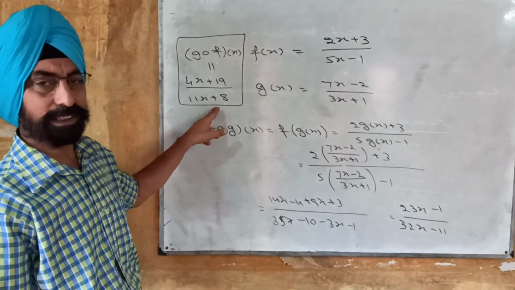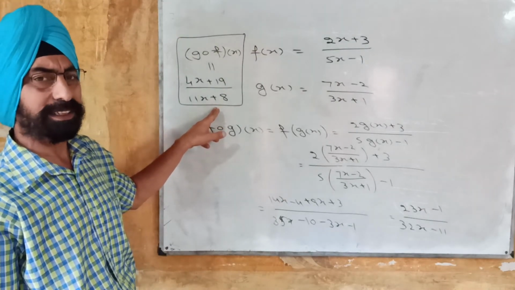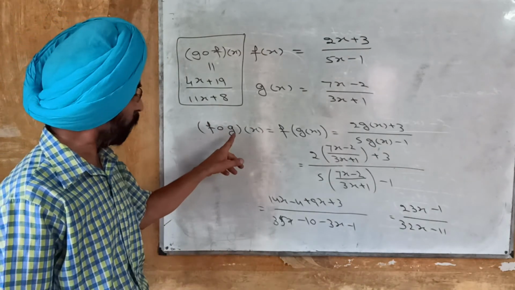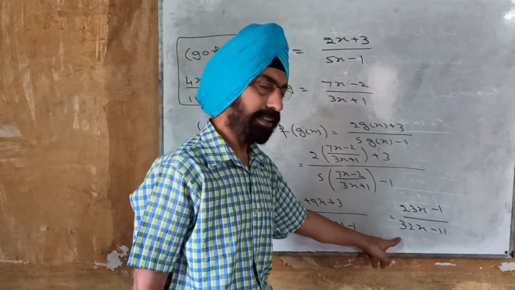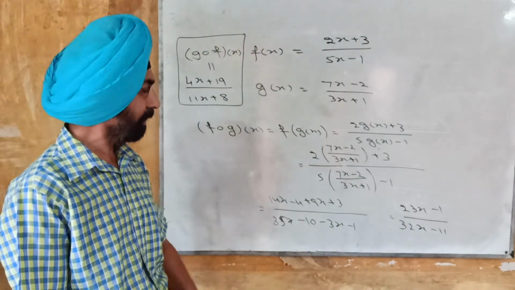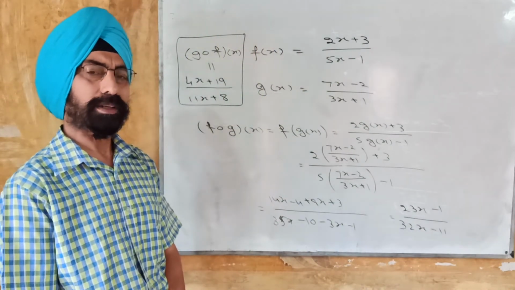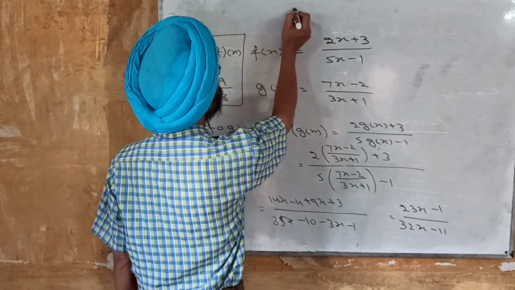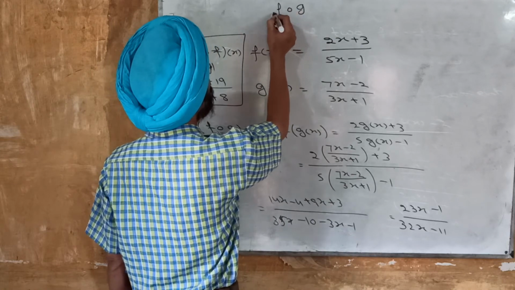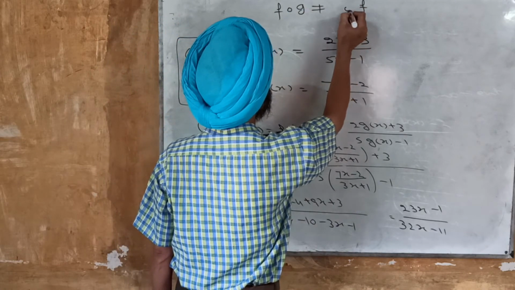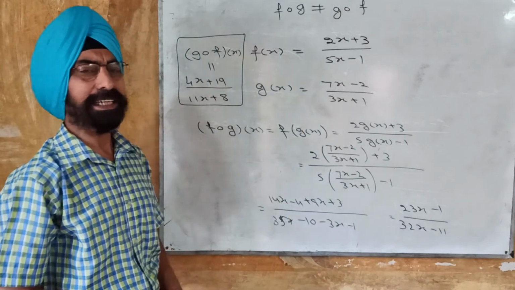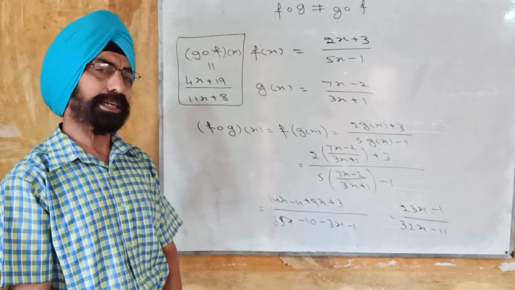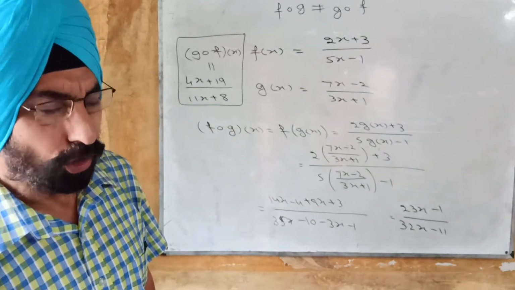The domain of this function is the set of all real numbers but not minus 8 upon 11. And the domain of g composite f of x is the set of all real numbers but 11 upon 32. That means these two functions are not equal. So in general, you can say g composite f is not equal to f composite g. Sometimes they may be equal, but in general, g composite f and f composite g are not equal.